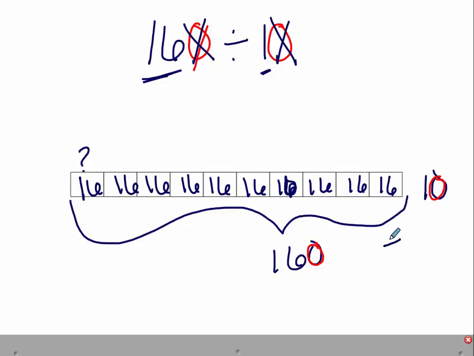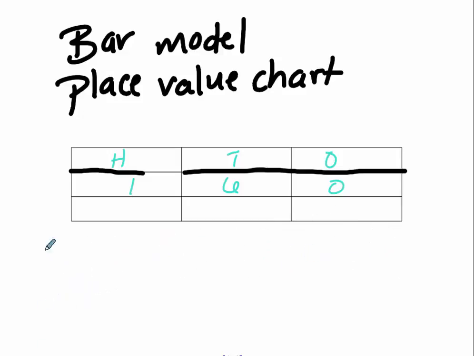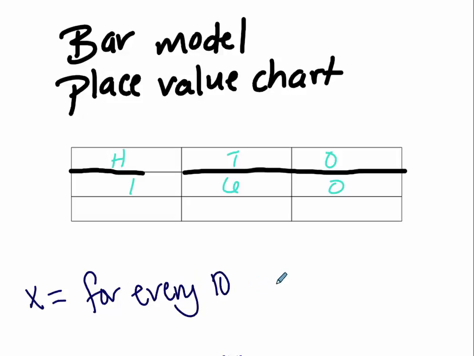We say 160 divided by 10 equals 16 in each group. Okay. Now I can use a bar model to show us the same thing. And if you remember that for our multiplication number bar model, we said that for every 10, you move to the left 1 space and add 0.